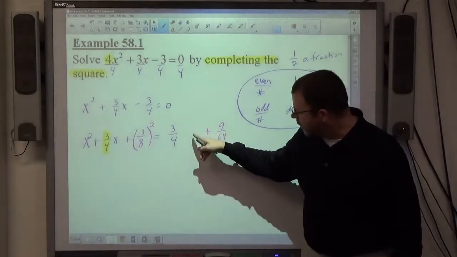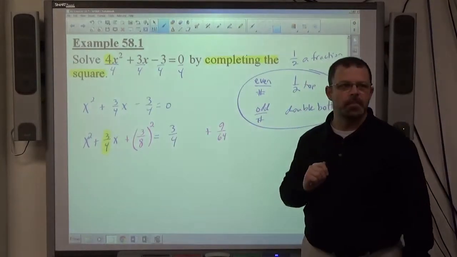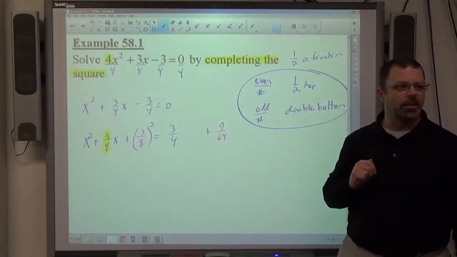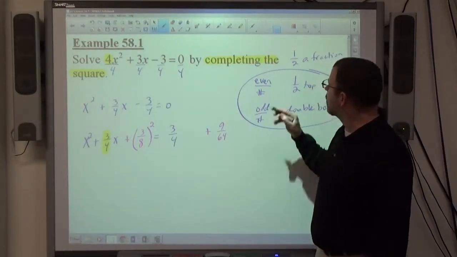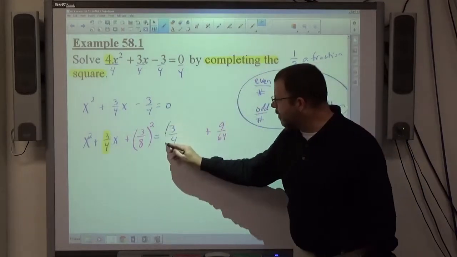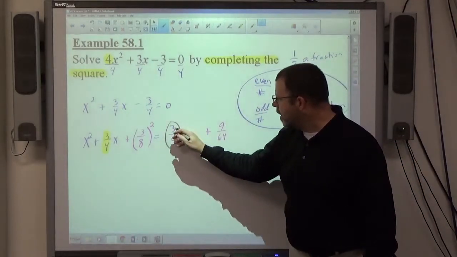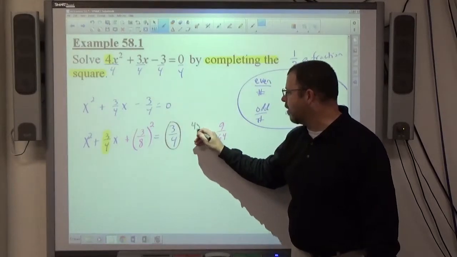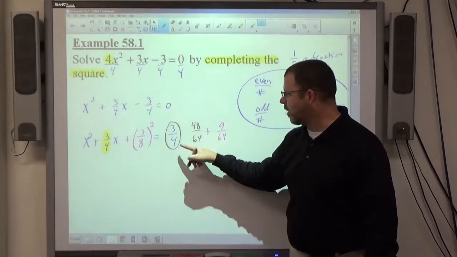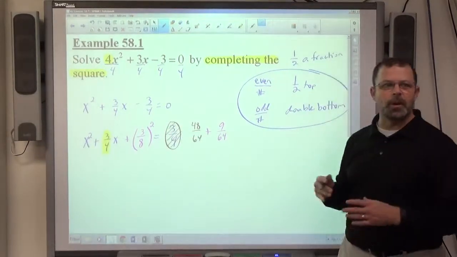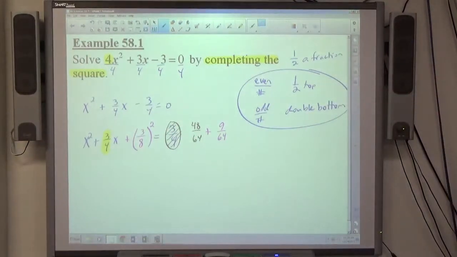Notice I also left myself a gap here, because I need to add these two fractions together. And if there's fraction addition happening, I need to make sure a common denominator is there. So, 3/4 needs to be multiplied by what to make 64? 16. So, this has become 48 over 64. 3/4 and 48 over 64 are the same thing. 48/64 is much more useful to me because it has the proper denominator for addition of fractions to happen.